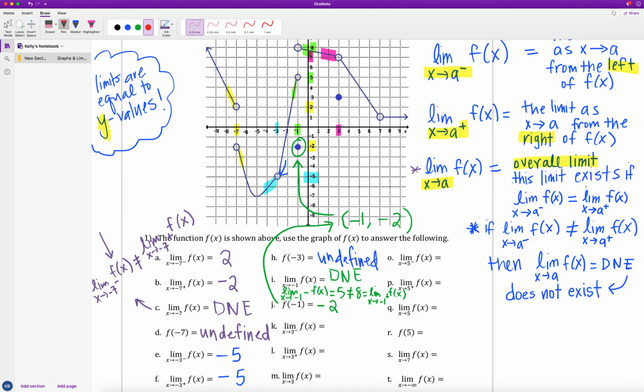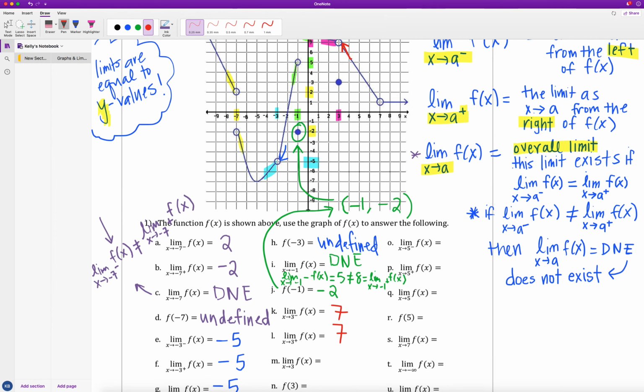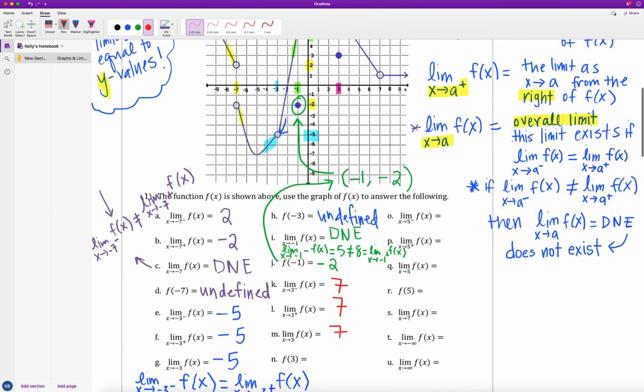So what that means down here is the limit as x approaches 3 from the left of f of x is going to be equal to +7. And if we approach from the right-hand side, we're also approaching +7. So the limit as x approaches 3 from the right-hand side is also equal to 7. So what that tells us then in part M is that the limit as x approaches 3 overall of f of x has to be equal to 7, and the reasoning being is because the limit as x approaches 3 from the left equaled the limit as x approaches 3 from the right.